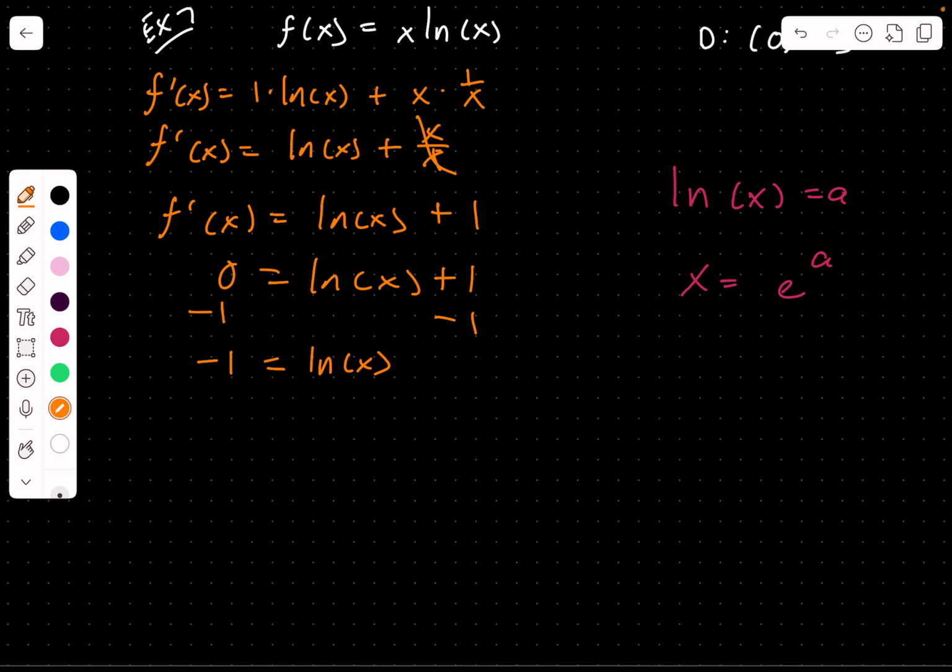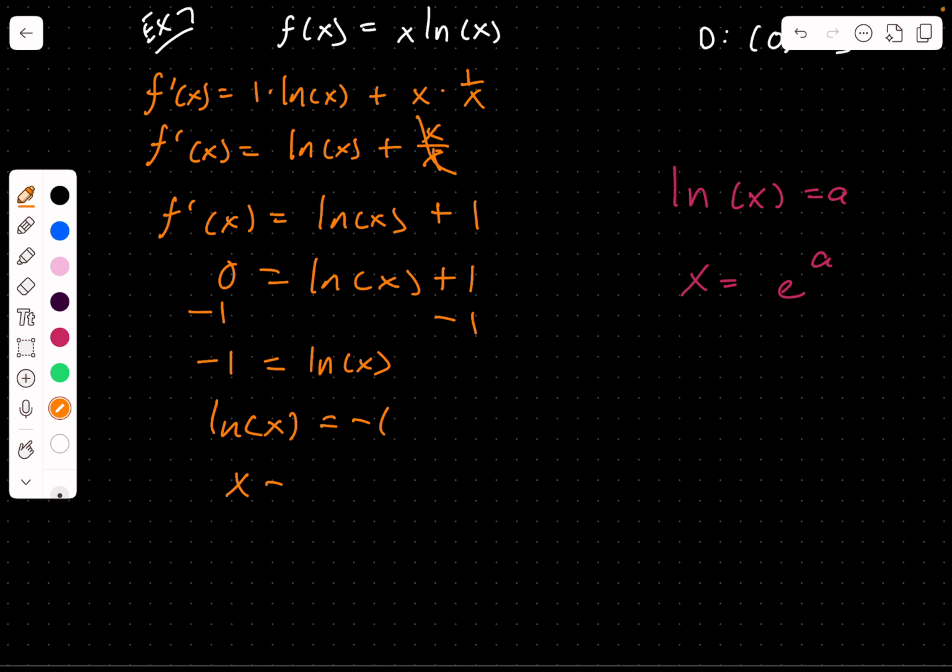Actually, before we do that, I'm going to rewrite it, because I want the x on the left side. Okay, so I just rewrote it. It means the same thing. I just moved it to the other side. All right, so now that we have ln of x equals negative 1, we're going to use this rule.